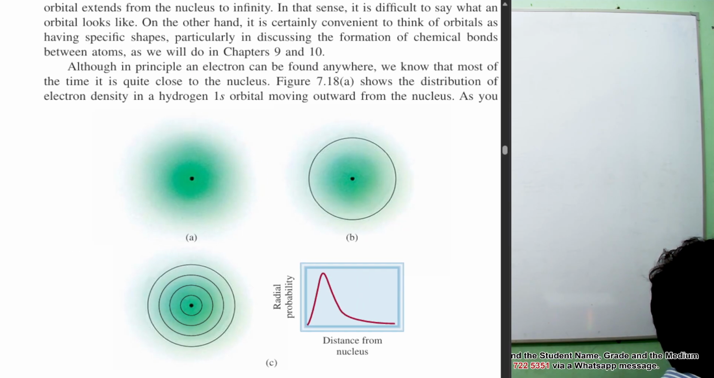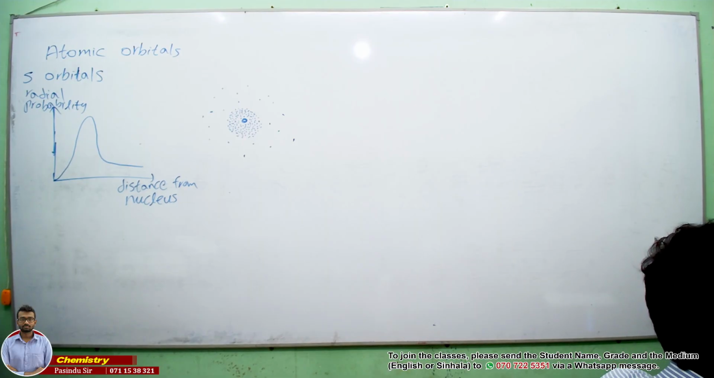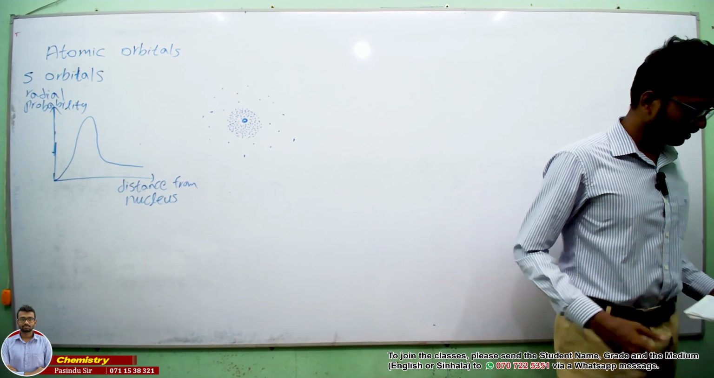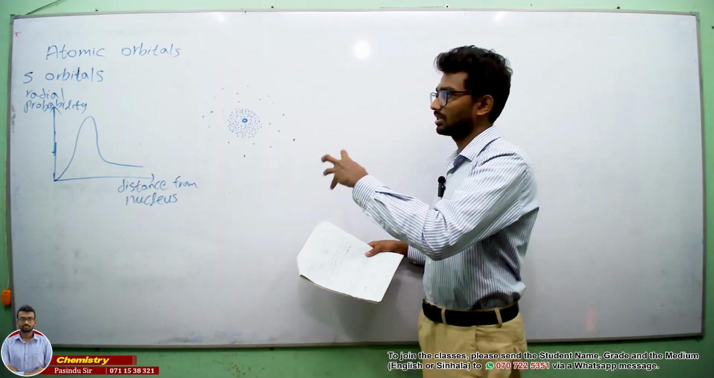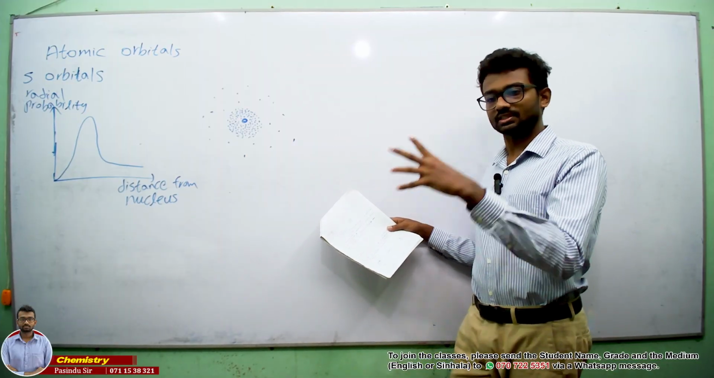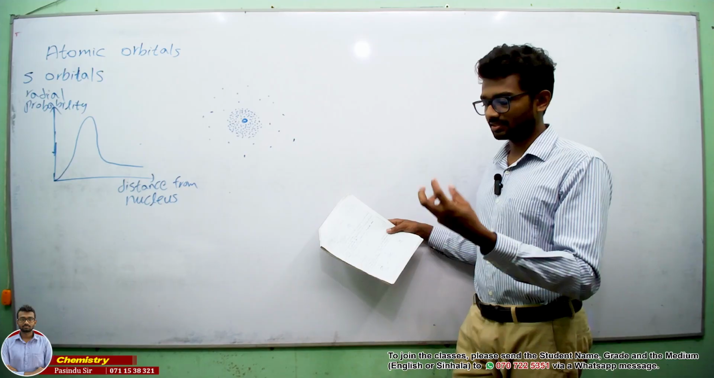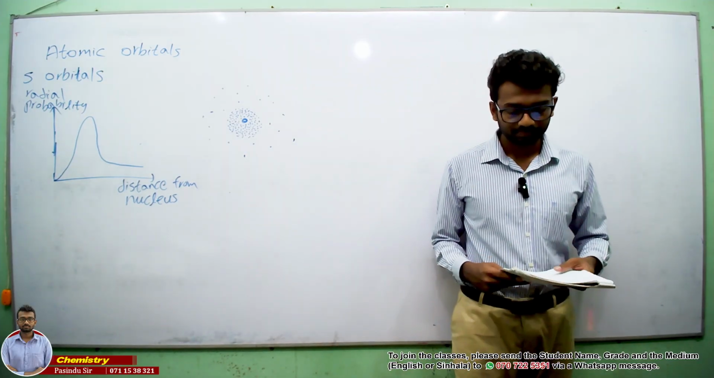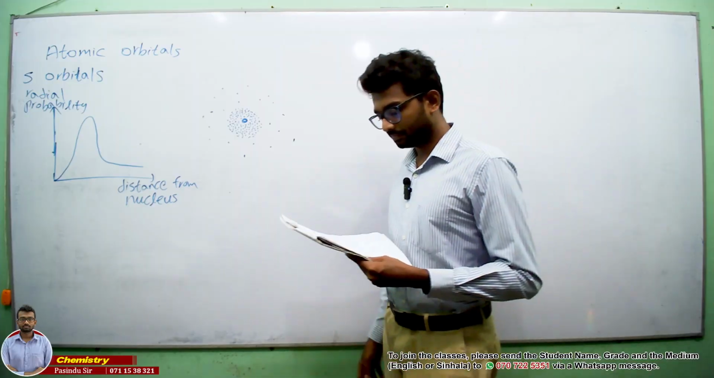Just get the idea of how we make these shapes. Otherwise you may think something different. The idea is that as the energy level becomes higher, the second energy level s orbital is bigger. The third energy level s orbital is even bigger. It's expanding.